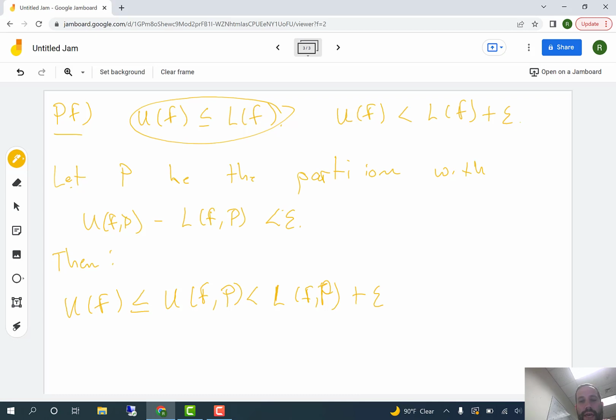Now L of f is defined as the supremum of all of the L of fp's. So this means L of fp has to be less than or equal to L of f, and then carry on the epsilon. So in other words, what this shows is U of f is less than or equal to L of f plus epsilon. In other words, since we already know that L of f is less than or equal to U of f, this shows us that U of f is less than or equal to L of f. In other words, this tells us U of f is equal to L of f, which is exactly what it means for a function to be integrable.